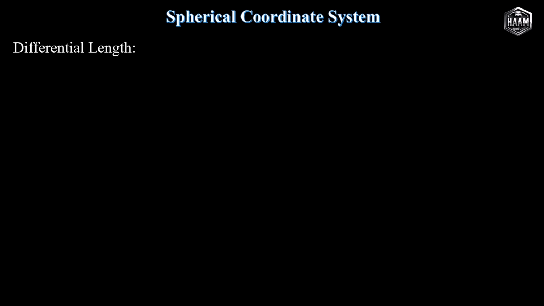Differential length in the spherical coordinate system. Consider a point in this system with coordinates capital R, theta, and phi. To obtain the differential length, we change each of the coordinates by a differential amount, producing a new point in the neighborhood of point P1, for example, point P2. The distance from P2 to P1 gives the differential length along that particular variable and direction.